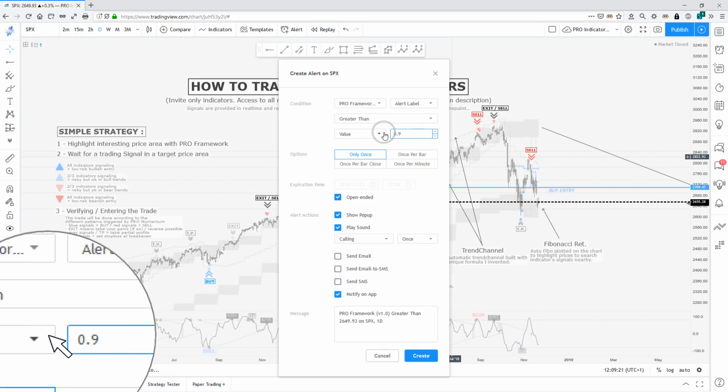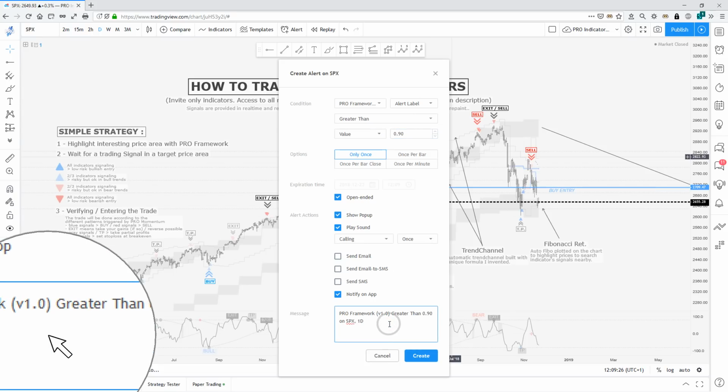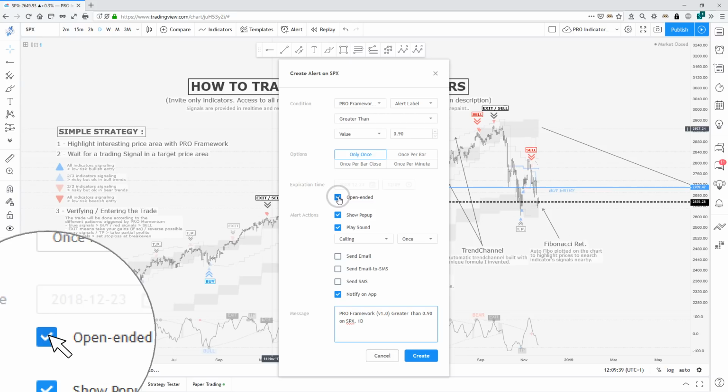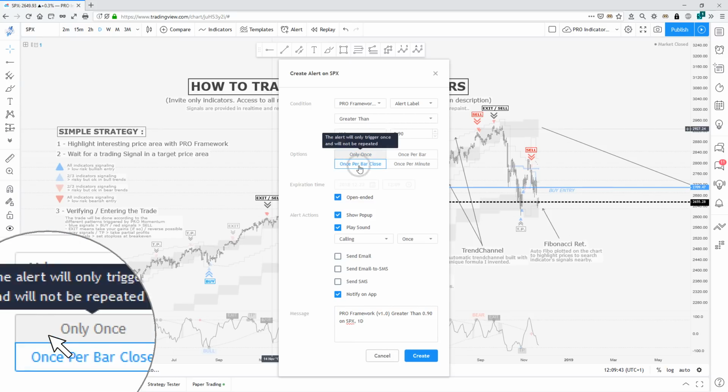So let's say, for example, 0.9 is going to work just fine. And for example, in here, you're going to be alerted anytime you've got interesting prices highlighted by an indicator, both bullish and bearish, but anytime you've got interesting prices on the daily chart of SPX. You can set these alerts to be open-ended if you've got a Pro account on TradingView. You set it on per bar close not to get alerted every time, okay?